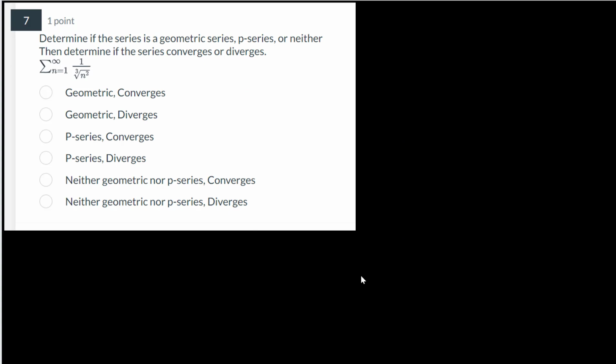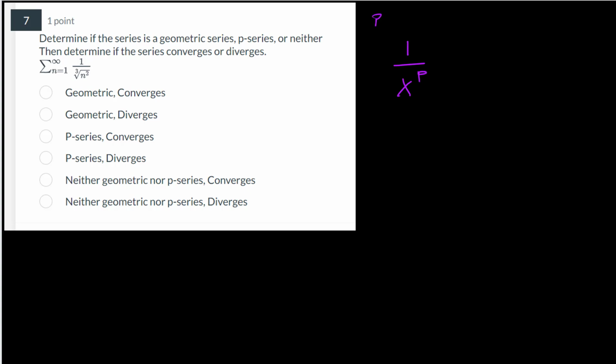Number 7, determine if the series is a geometric series, a p-series, or neither. So you had a whole bunch of these on the geometric p-series test. So I threw another one on here. You're going to see it again. How do we know the difference? Well, a geometric series means that we have a ratio, and then our variable is going to be the exponent, or the exponent is a variable. And it's a p-series if we have a variable raised to a power.